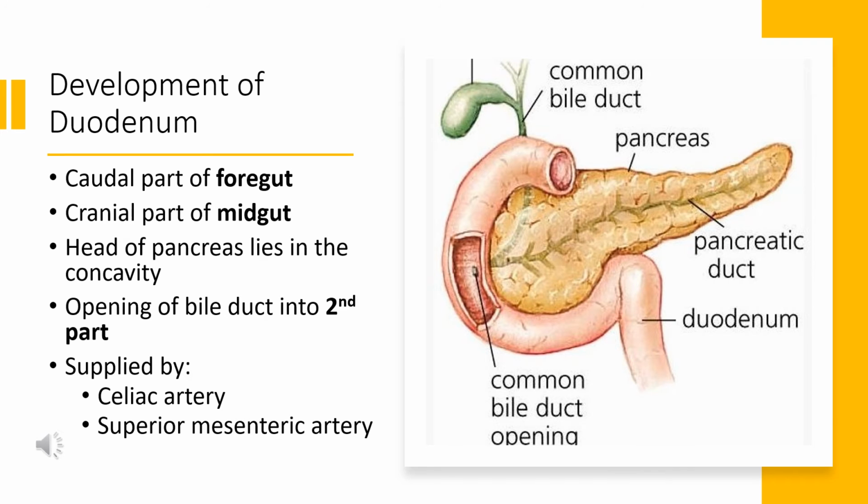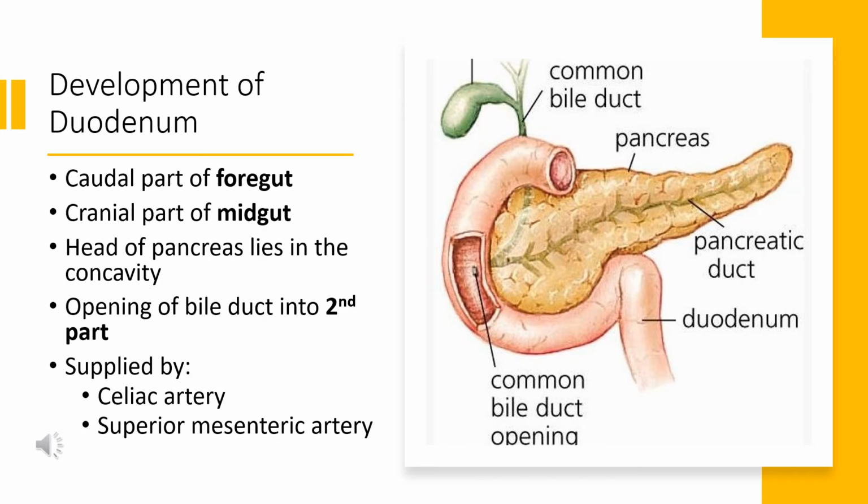The duodenum is developed from 2 sources, namely the terminal part of the foregut and the cephalic part of the midgut. So the duodenum is formed from the terminal part of the foregut and the cephalic part of the midgut. The junction of these two parts lies directly distal to the origin of the liver bud and is represented in the interior of the duodenum at the opening of the common bile duct.